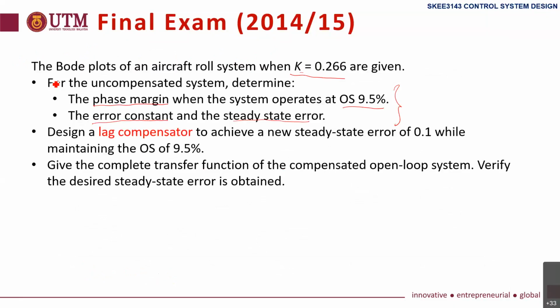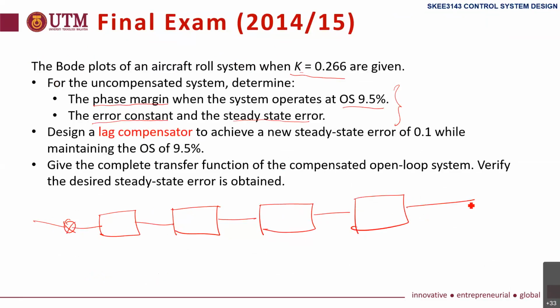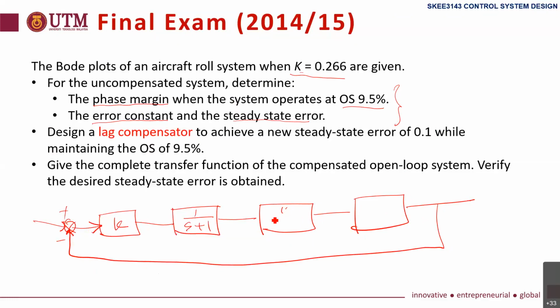I actually forgot to add one more thing here. There will be a block diagram. I forgot to put the block diagram here. So this is the block diagram in the exam, given in the question. Please add this in the question. K, 1 over S plus 1, 10 over S plus 5, 1 over S.